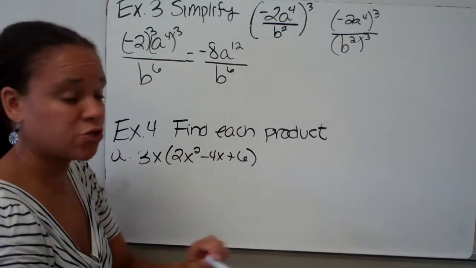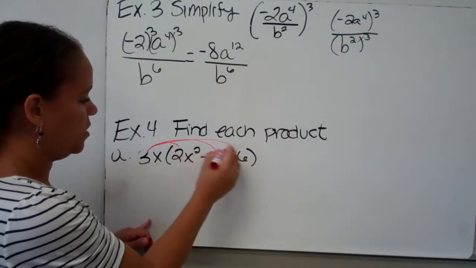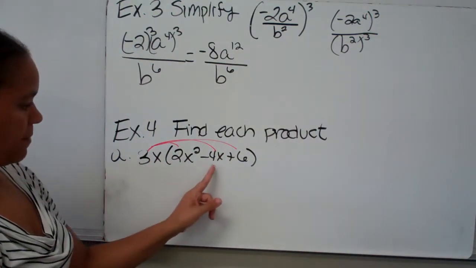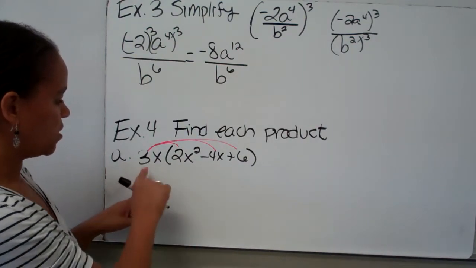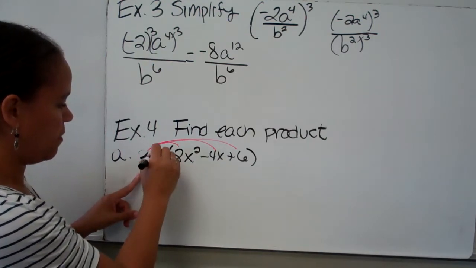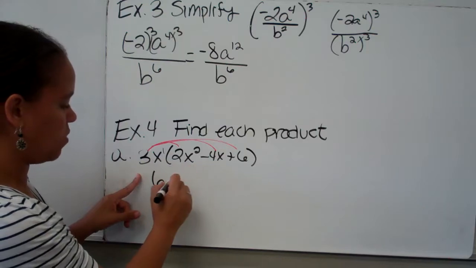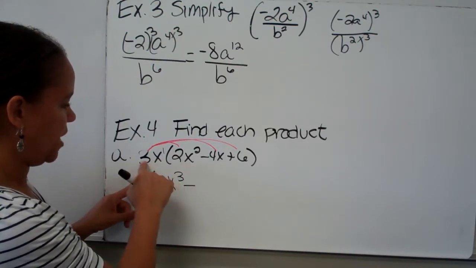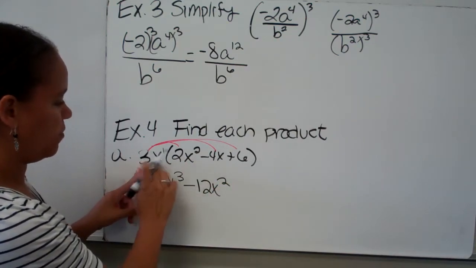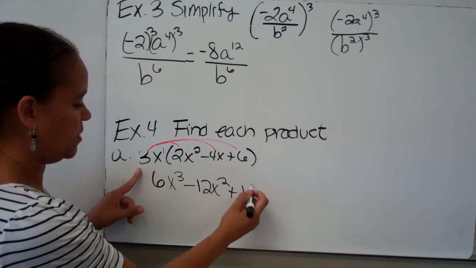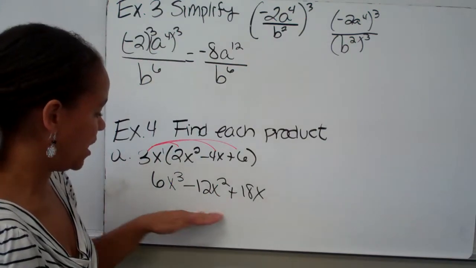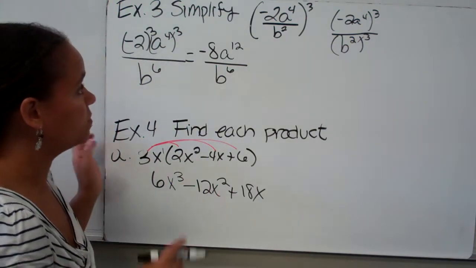Okay, here, example 4, find each product. Now we're going to need to use our distributive property. The distributive property is used all the time. So we need to take the 3x and multiply by each of the terms inside. So 3x times 2x squared, 3 times 2 is going to be 6. Remember, that's like x to the 1. X times x squared is going to be x cubed. Minus 3 times 4 is 12. X times x, x squared. 3x plus 6 plus 18x. All right, that's it. Just distribute. Look and see if there are any like terms. There are not, so we're finished.